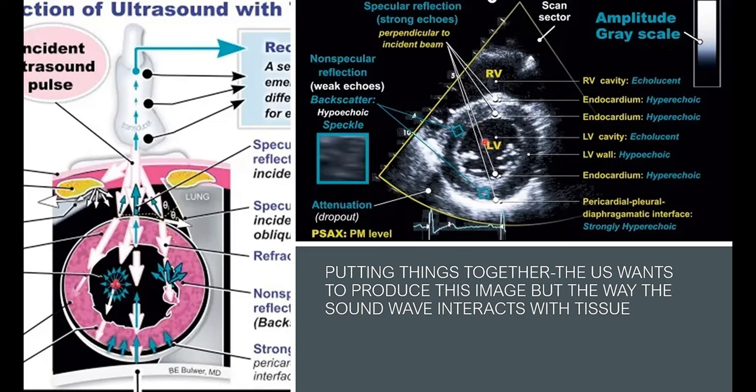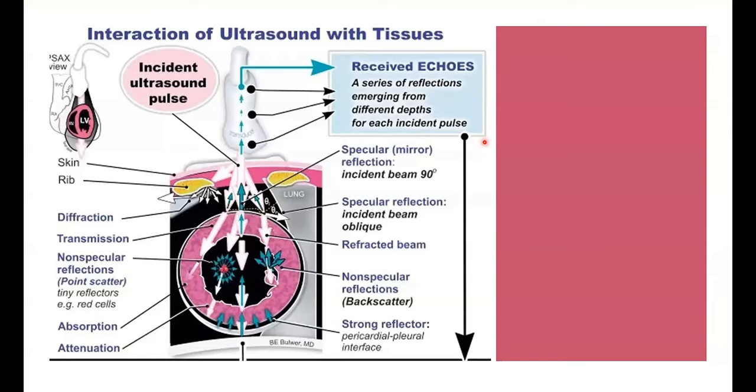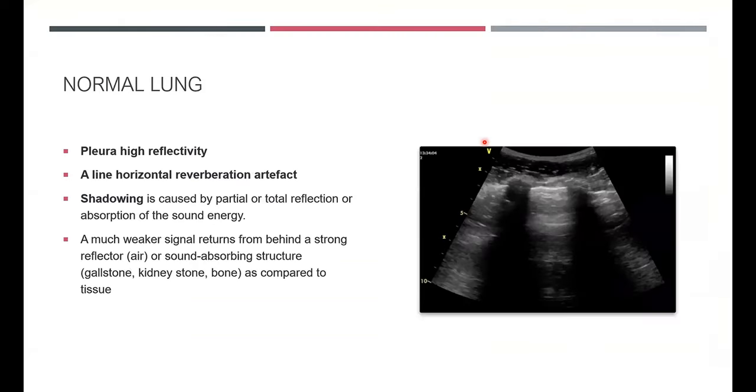So I hope I've made a point of how the interaction of the different properties of ultrasound waves help to produce an ultrasound image. With that in mind, what is normal lung appearance and how is it generated? So this is not quite a linear probe. It's a wide sector probe, which is giving you a white image.